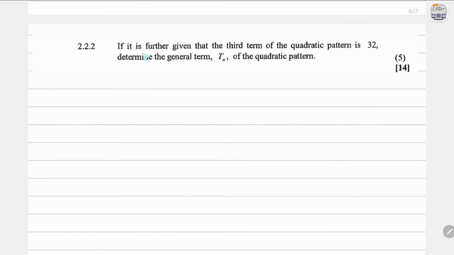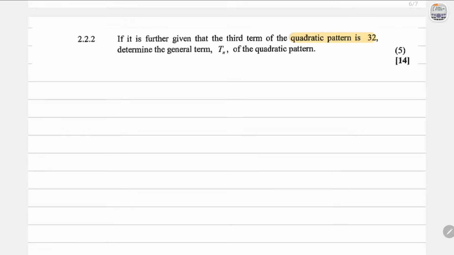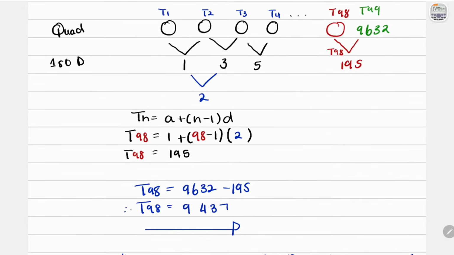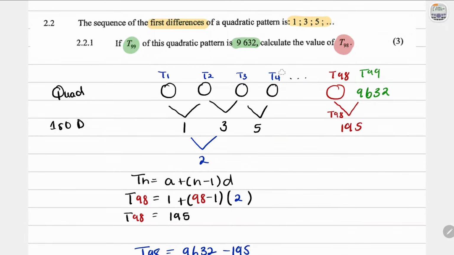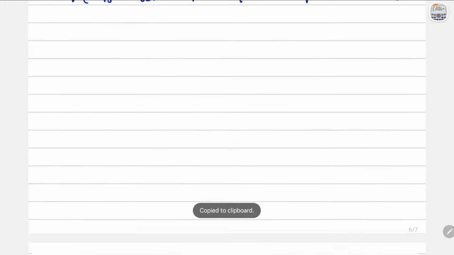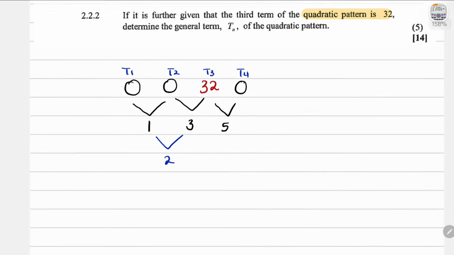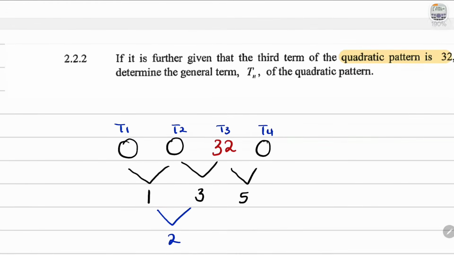Okay, and then 2.2.2 says, if it is further given that the third term of the quadratic pattern is 32, determine the general term Tn of the quadratic pattern. If you don't really know what they mean, then just take your pattern again and substitute what they were referring to. Then we'll be able to see the bigger picture here. So this is already what we had. And they told us that the third term of the quadratic pattern is 32. So the third term is 32. And you have to now use this information to find the Tn formula.